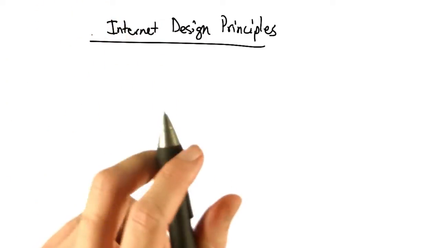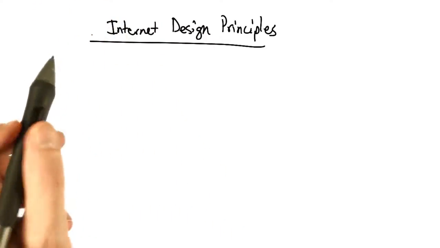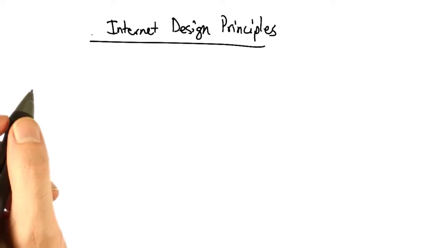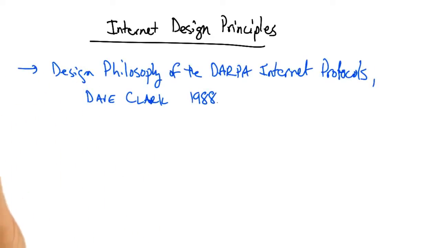In this lecture, we will talk about the Internet's original design principles. These design principles were discussed in the paper reading for today, The Design Philosophy of the DARPA Internet Protocols by Dave Clark, dated 1988. The paper has many important lessons, and we will go through many of them as we revisit many of the design decisions.